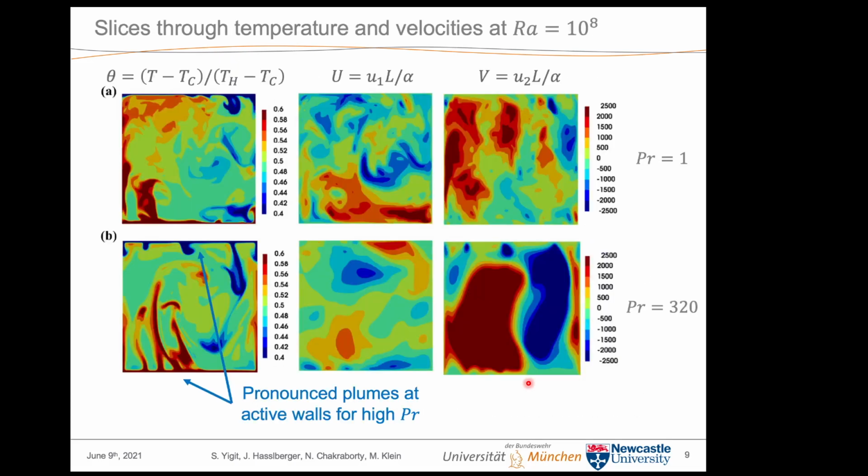But now let's have a first look at the simulation results. What you can see here is, for one Rayleigh number, two different Prandtl cases. Top row, unity Prandtl number, bottom row, the high Prandtl number. And on the left, you can see slices of the temperature field, and you can see slices of two components of the velocity field.